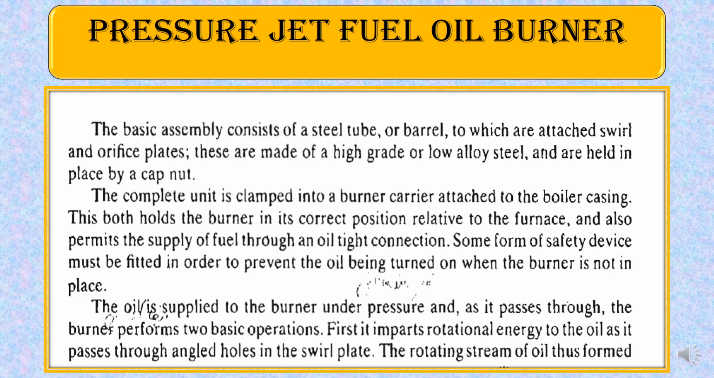Now I will give a more elaborate explanation of the pressure jet fuel oil burner. You can see it consists of a steel tube or barrel, which we have seen. The material utilized is steel tube, and the orifice plate is also made up of a high grade of alloy steel. This is attached with the burner carrier, and that is attached with the boiler casing with the screw that we have seen already.